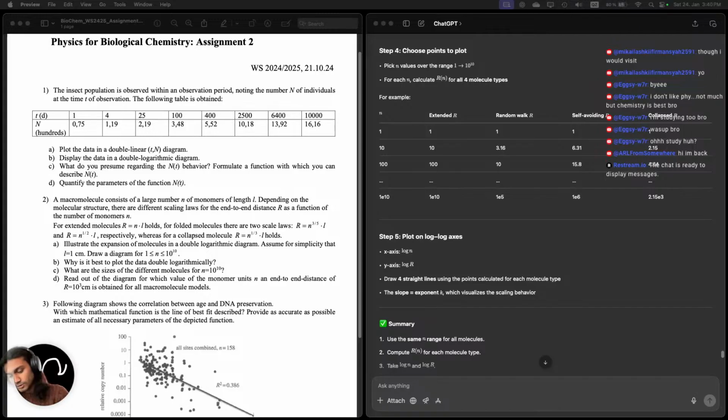So we got collapsed, and the first part: draw a diagram. Draw a diagram for what? For 1 to 10 raised to 10.